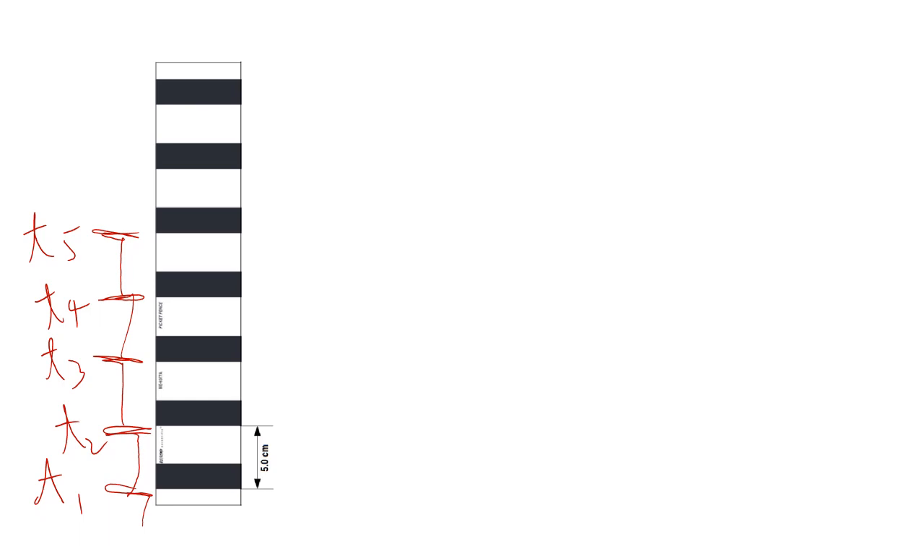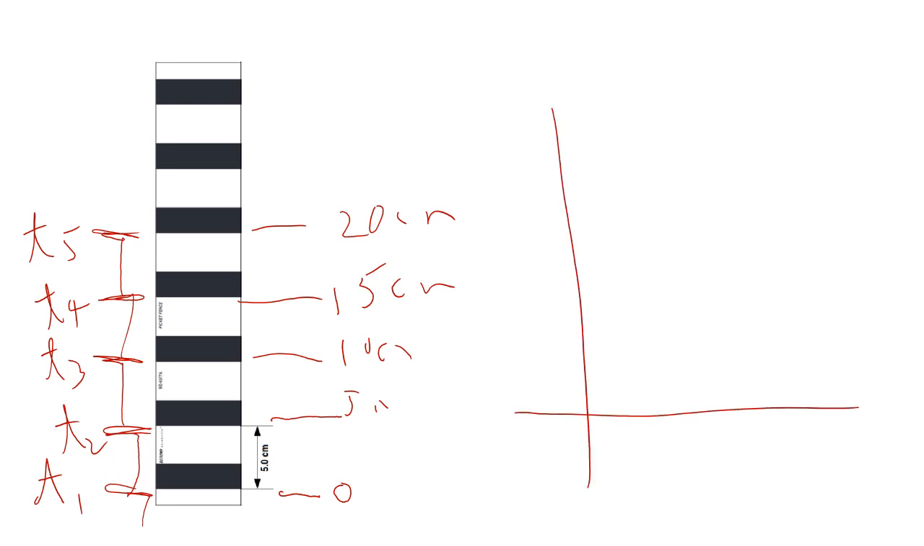And then it's going to say, well, this distance right here is 0. That's 5 centimeters, 10 centimeters, 15 centimeters, 20 centimeters. And then you can graph that, x versus t. So x and then t. And what will happen is that's going to give you a parabola.